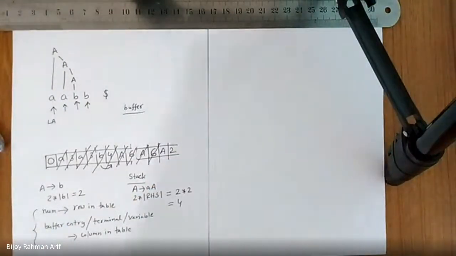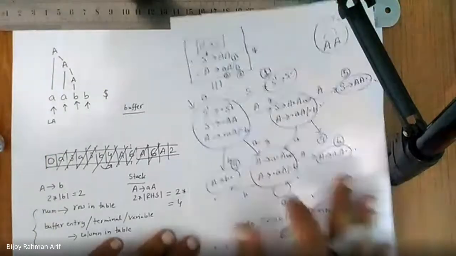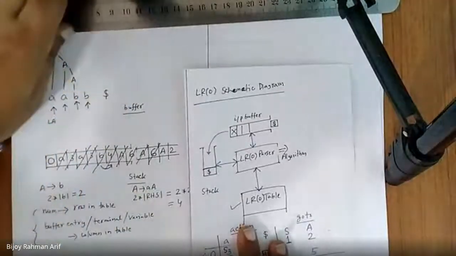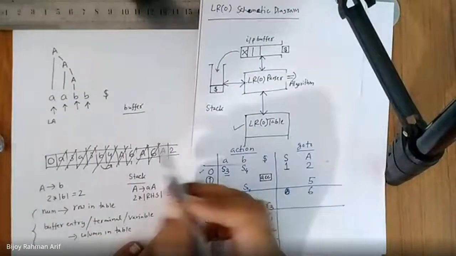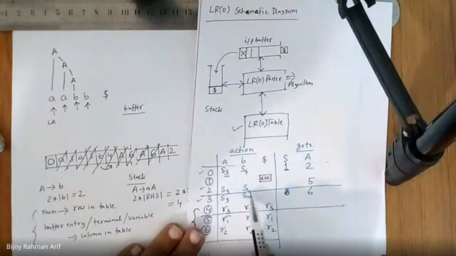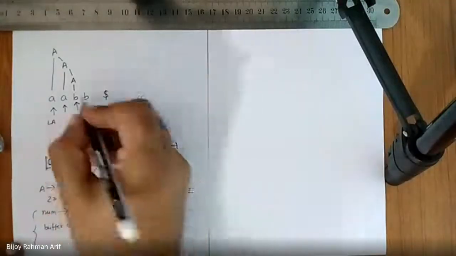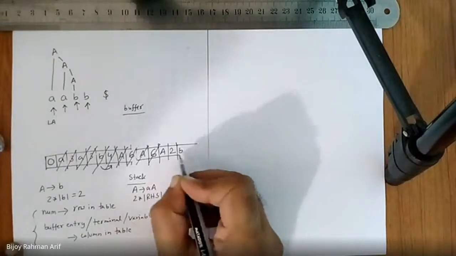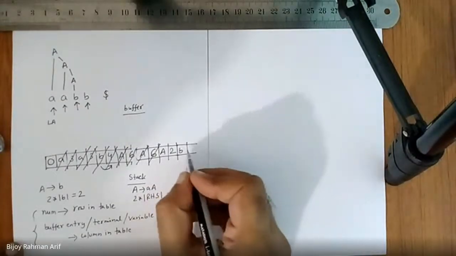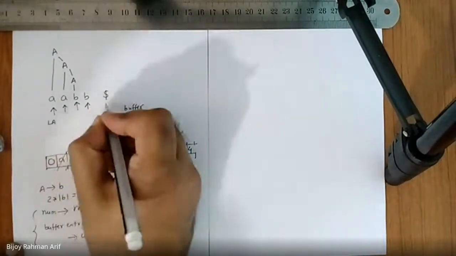Okay, guys. Now, what is my look ahead now? My look ahead is B. So 2 seeing B. What is the entry in the table? Shift 4. So what am I going to do? I'm going to push this B. And what would be my state? 4. And moving the look ahead.